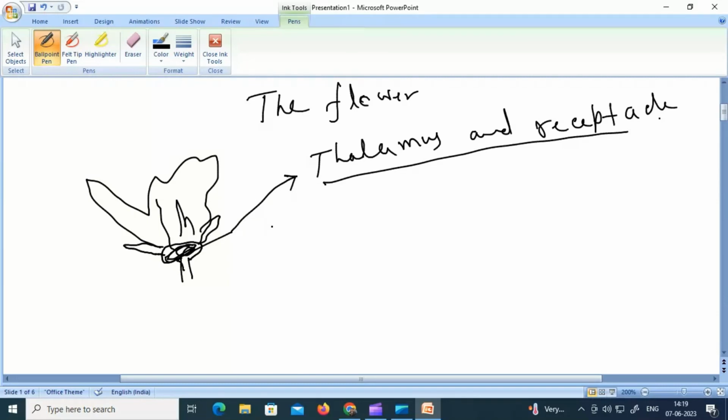So this is the calyx, corolla, androecium and gynoecium holding part. Especially, this part holds the androecium, gynoecium, calyx, corolla, etc. So this is the matter.